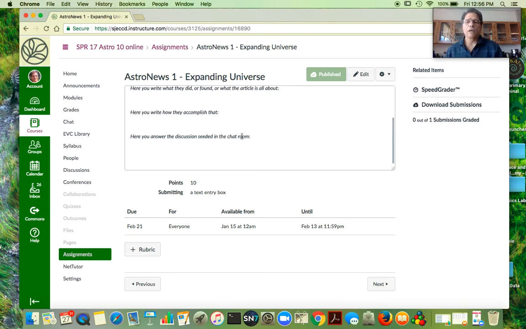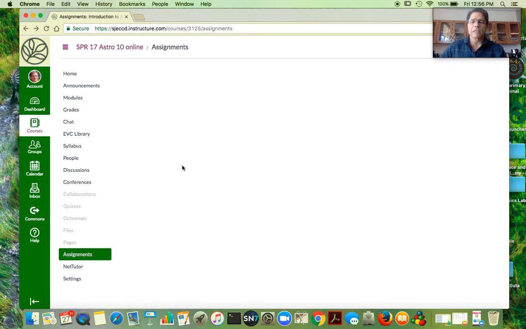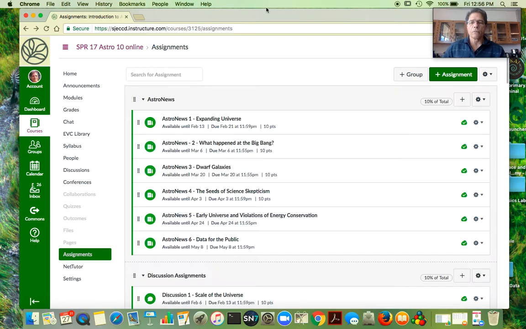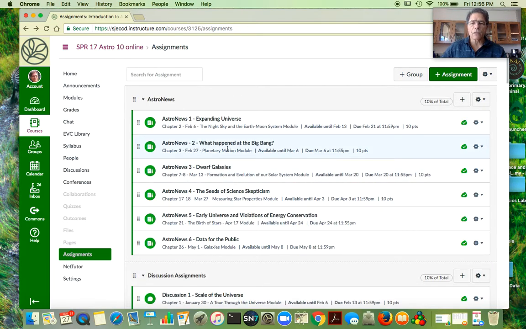When we have Astro News in a given week, and there are 6 Astro News, it means there are 6 weeks in which you should work on reading the article. It's just one page, it's not a lot, but you should read it and submit this report. They are 10 points each, so I will scale the grades up to 10 points.